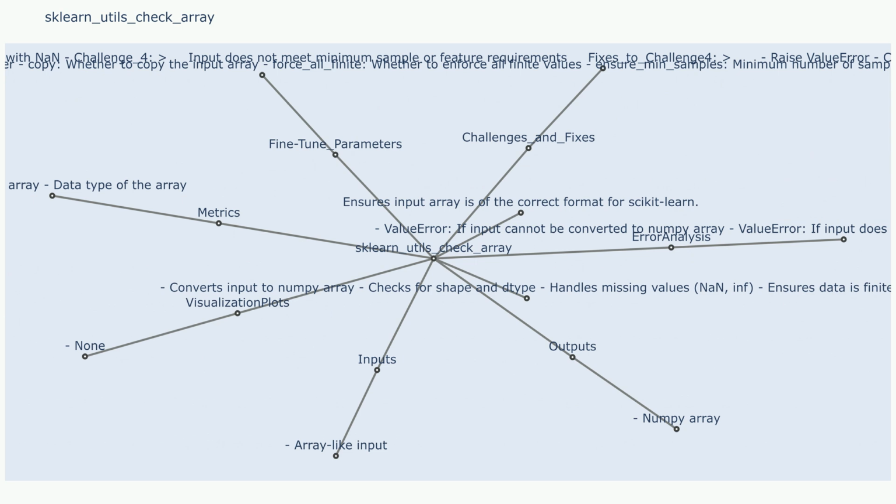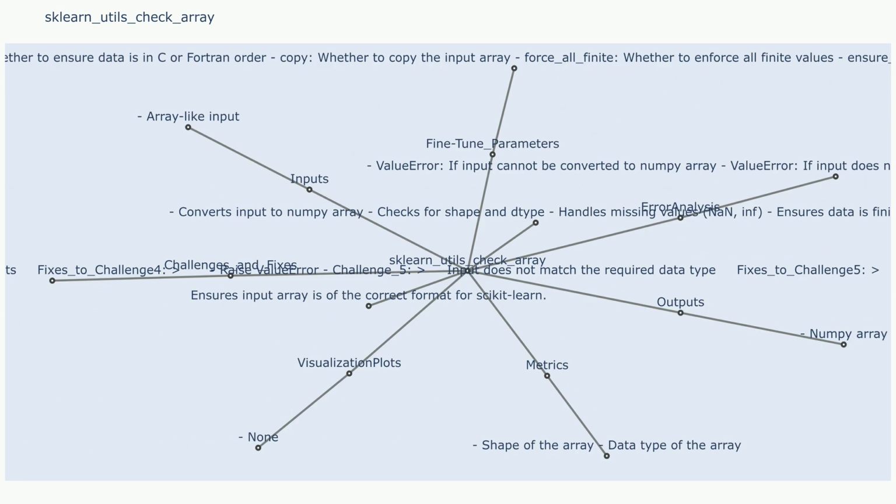estimator: the name of the estimator, optional. This is used to provide a more informative error message if the input array is not valid. Outputs. Array: the modified input array, ensuring it conforms to the specified requirements. Warnings: a list of warnings encountered during the check, such as dtype mismatches or other issues.